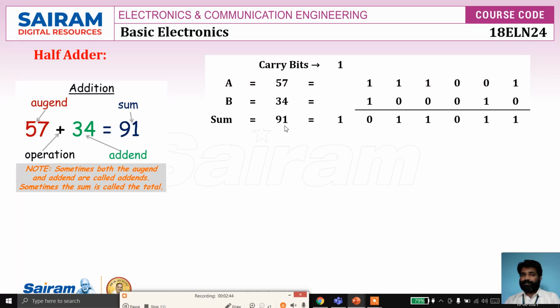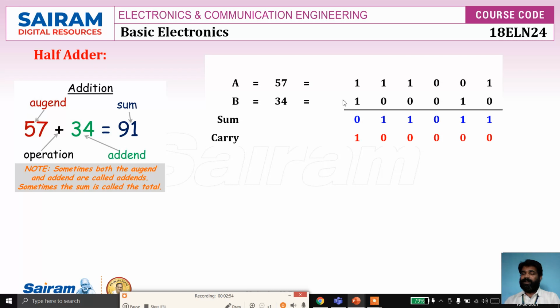Clear now? We need to perform addition of two bits, and the half adder performs addition of two bits. Practically it gives a sum and carry, as I said. First, 1 plus 0: sum is 1, carry is 0. This below row is carry and this is sum. By observing this example, we can see the possible combinations.